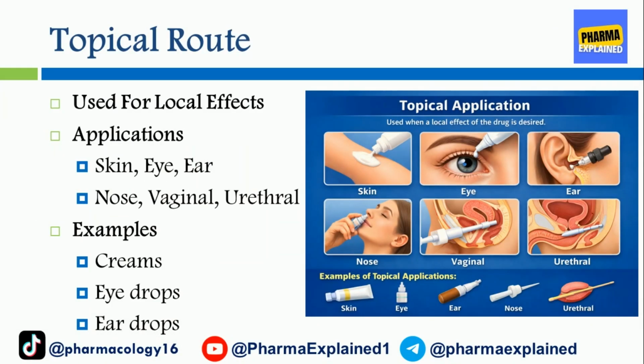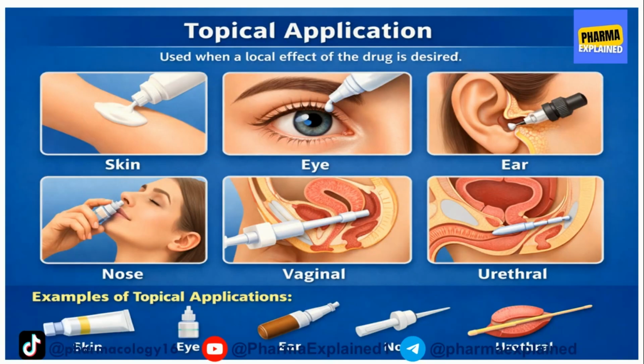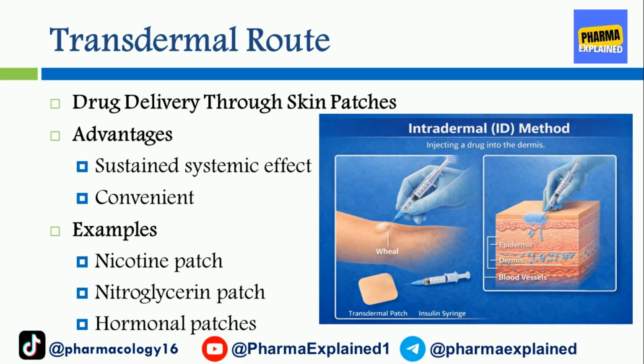3. Topical route. Topical administration is used for local effects. Applications include skin, ear, nose, vaginal, urethral preparations. Examples: eye drops, skin creams, ear drops. 4. Transdermal route. Drugs are delivered through the skin using patches. Advantages: sustained systemic effect, convenient administration. Examples include nicotine patches, nitroglycerin patches, hormonal patches. Absorption depends on skin condition and drug lipid solubility.